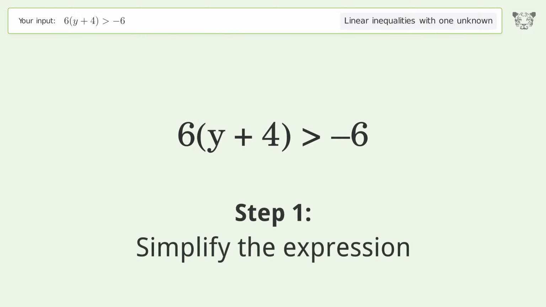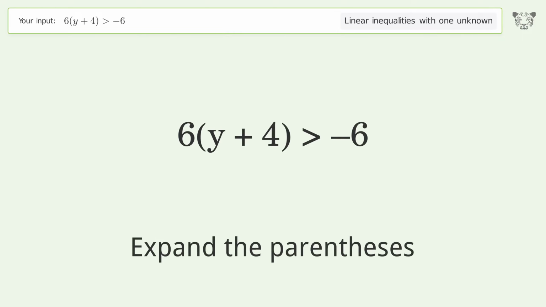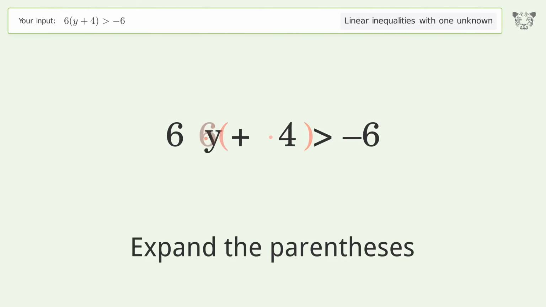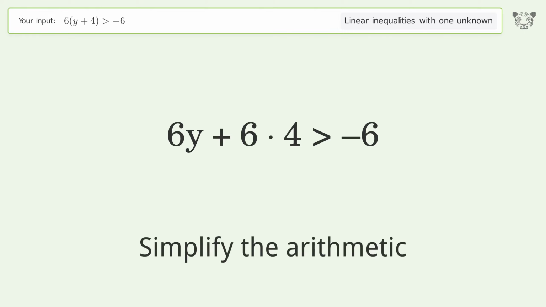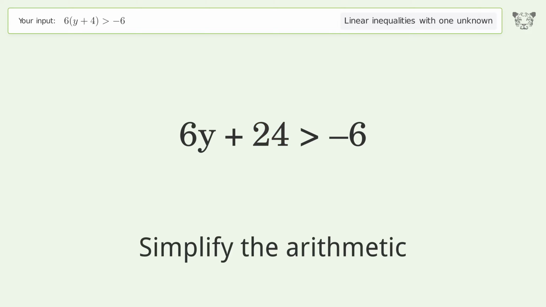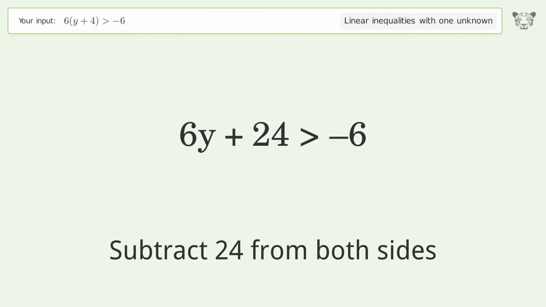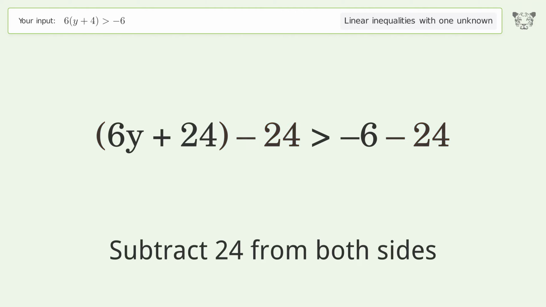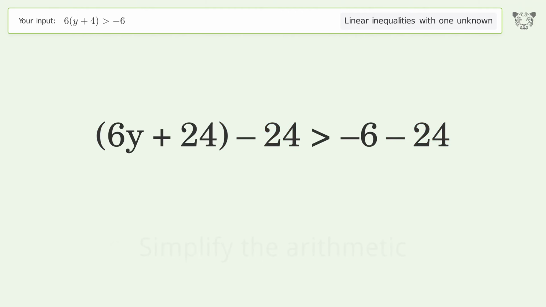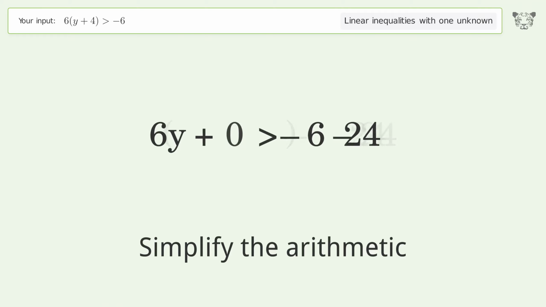Simplify the expression. Expand the parentheses. Simplify the arithmetic. Group all constants on the right side of the inequality. Subtract 24 from both sides. Simplify the arithmetic.